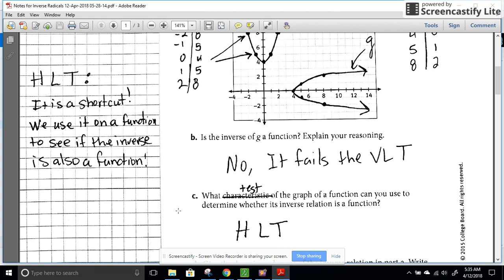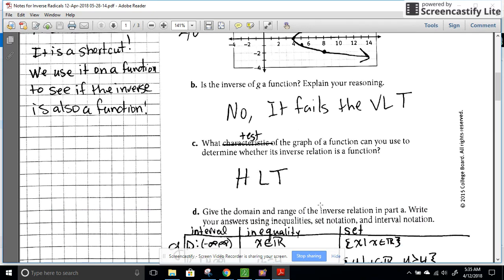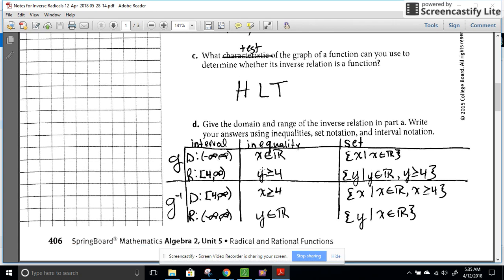In part C here, I changed the wording. What test of the graph of the function can you use? And it's called the horizontal line test. Okay, this is just for review. They ask us to write the domain and range of the inverse relation. I wrote the domain and range of both.